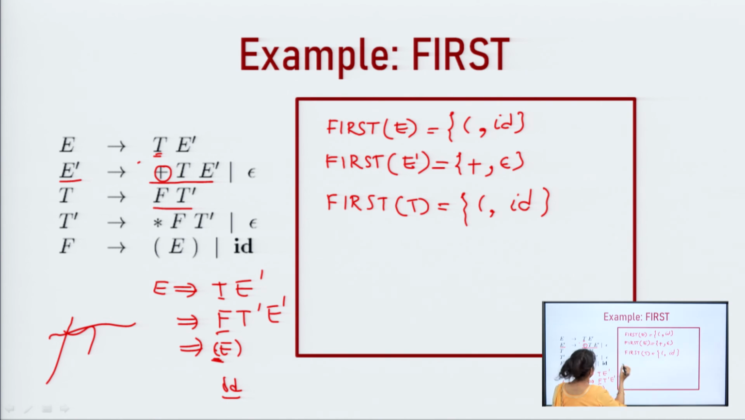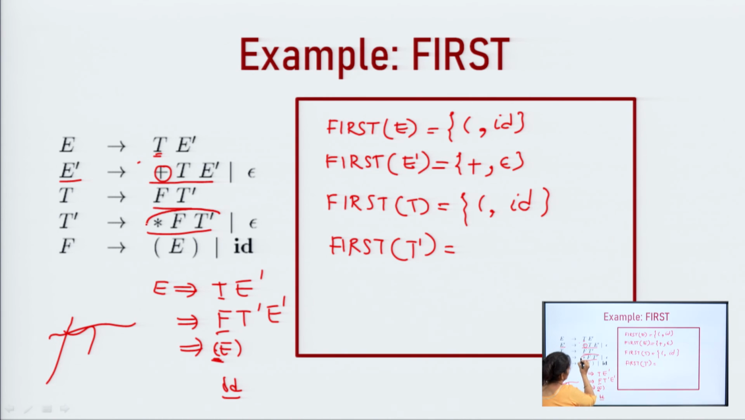Now first of T prime. It has this alternate, and the starting terminal for this possible string of grammar symbols will be multiplication, and no other symbol can be added due to this alternate. Now the next production is T prime to null, and using the rule we know we will add epsilon in the first of T prime. Now next is first of F.